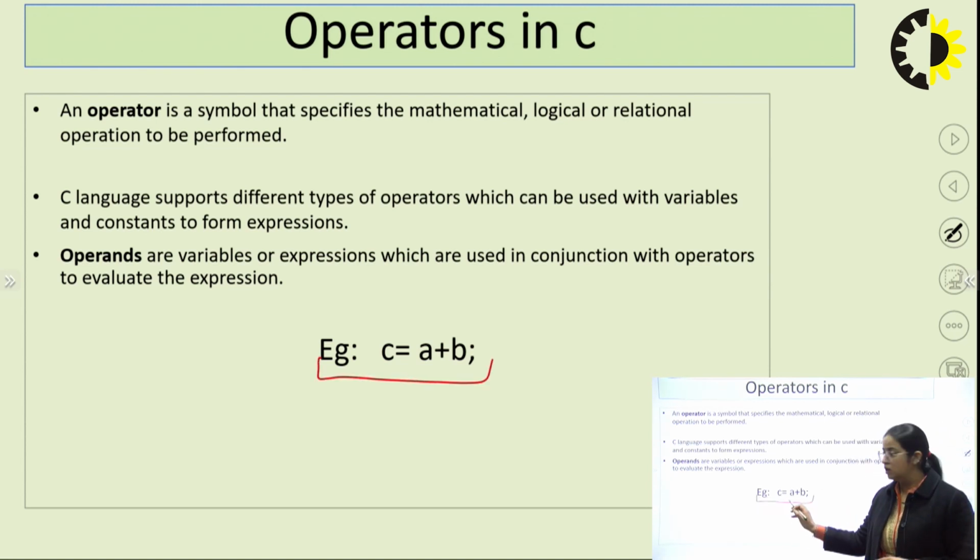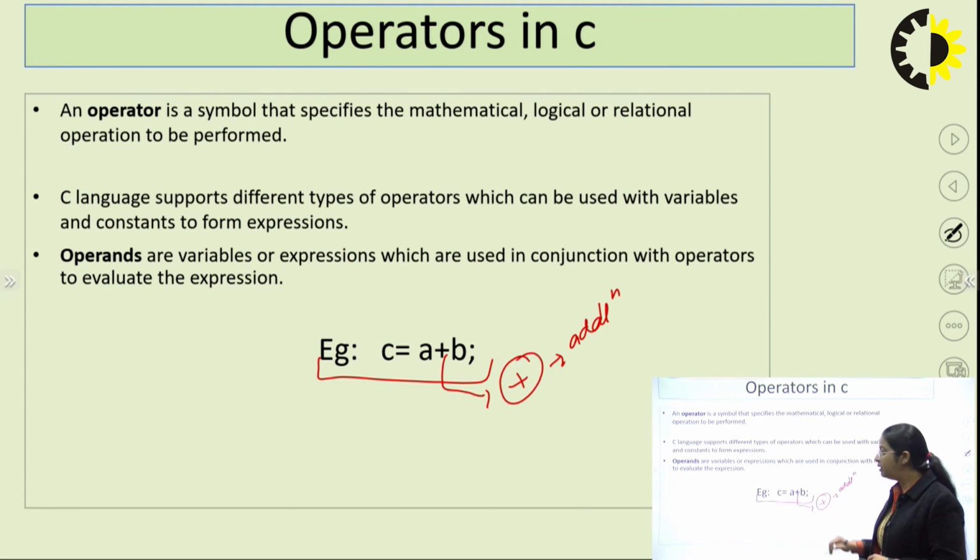C equals A plus B. What does it mean? I think you are all aware of this symbol. This symbol is for addition, which we use in mathematics. That means it is an addition symbol. Then we use minus for subtraction. So what are these symbols? These are known as operators.